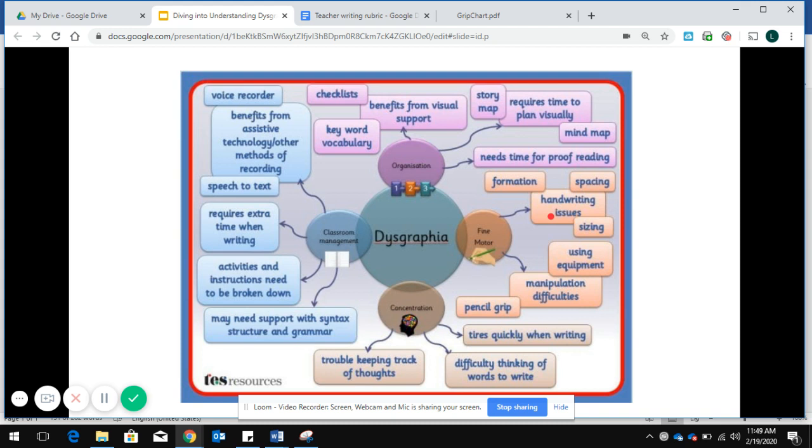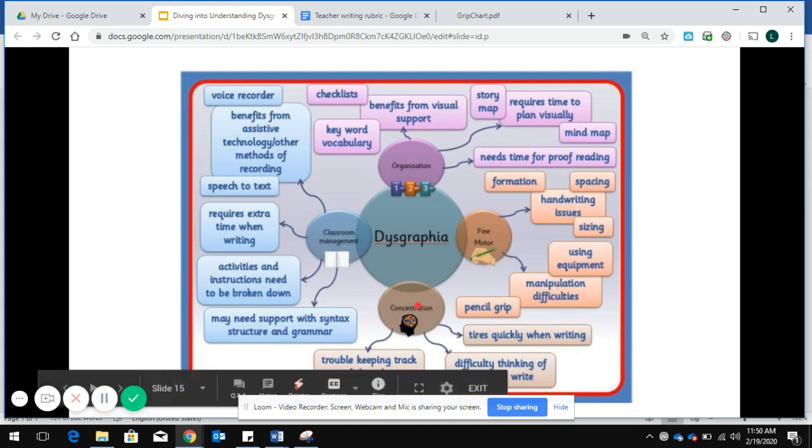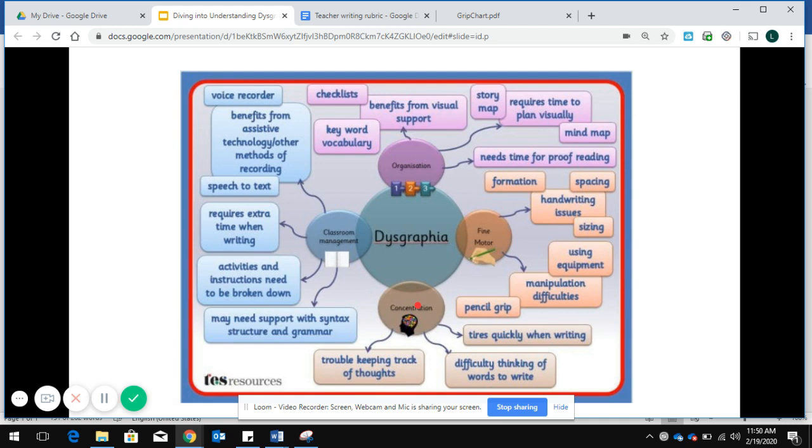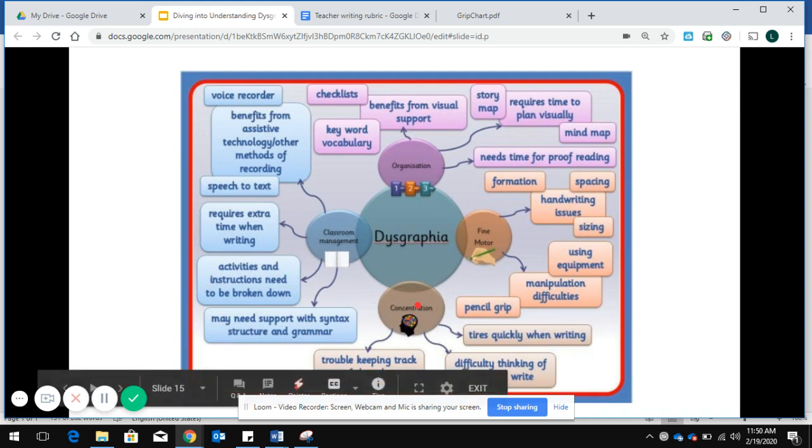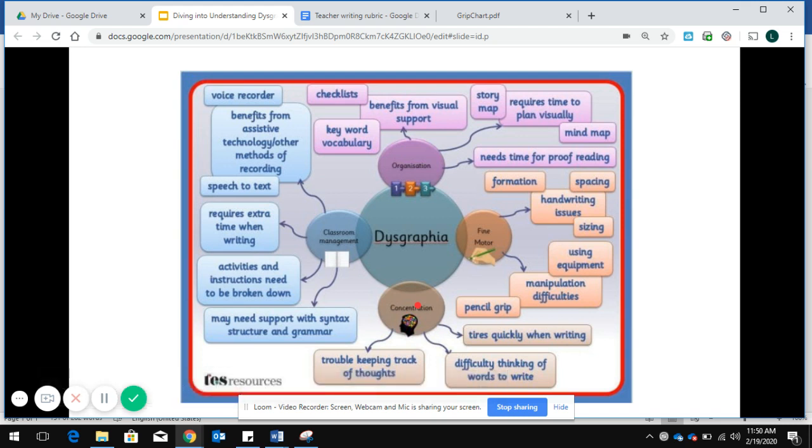This is just a summary of all the areas that dysgraphia entails and how we can help our students. We have to remember that dysgraphia has to do with fine motor, that concentration and attention are a big piece when it comes to not only dysgraphia, but handwriting itself. So that's why dysgraphia is definitely more than messy handwriting.